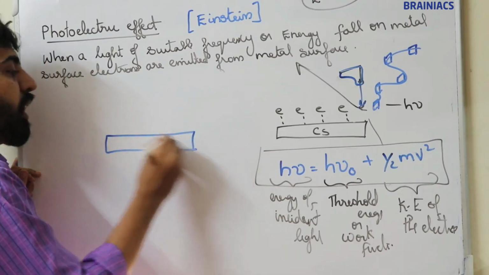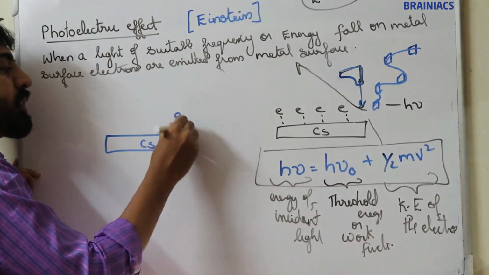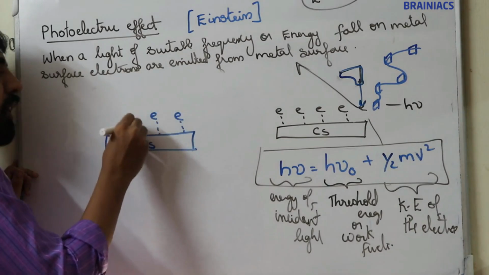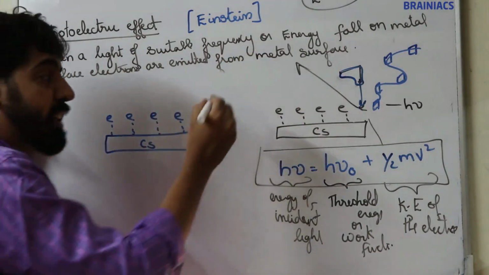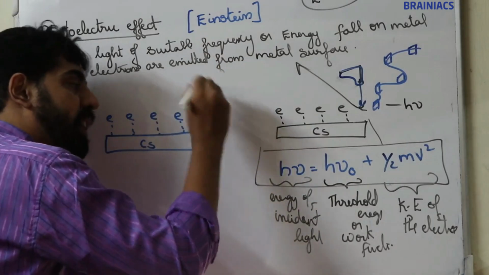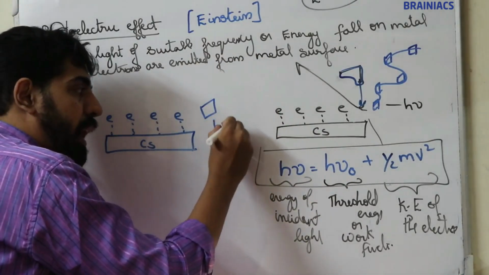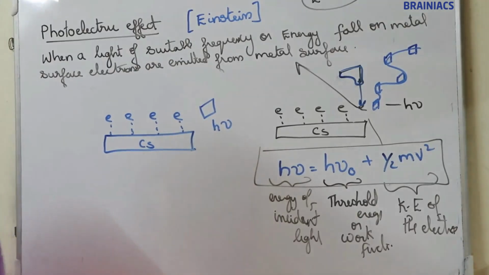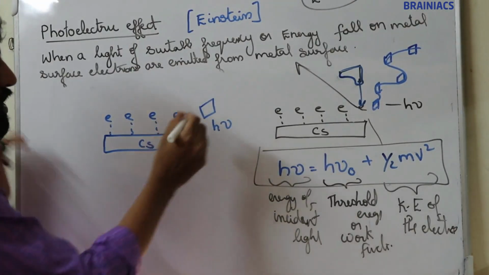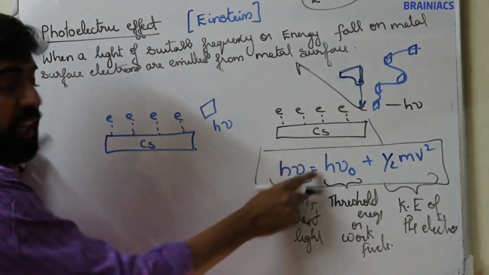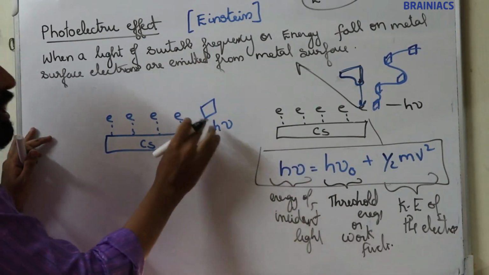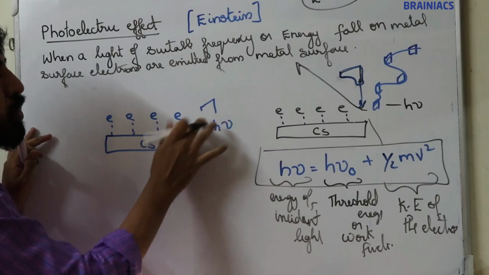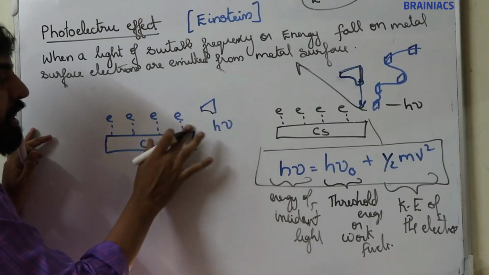Now here, consider cesium metal. Electrons are firmly bound on the surface. When light strikes the metal surface, light consists of energy packets. We can consider one packet. Let the energy of the incident photon be h nu. Now some amount of energy is used to remove that electron from the metal surface.